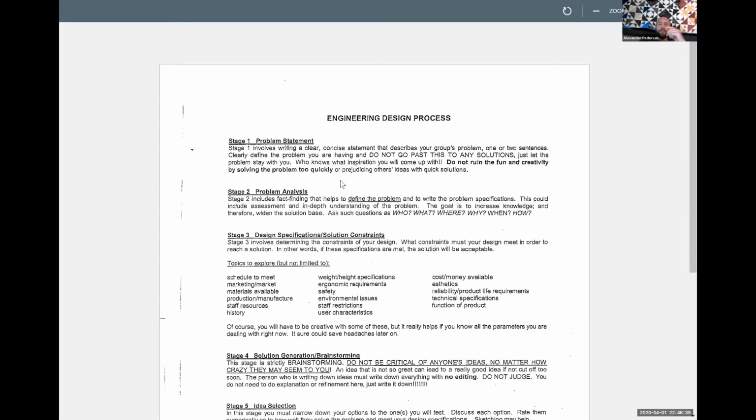So stage 1 is one short statement, and stage 2 includes all the details of the problem. So in this Concordia ship, the problem statement is a cruise ship is on its side. It's laying on its side. One quick statement: the cruise ship is laying on its side. The problem analysis would include a lot more.